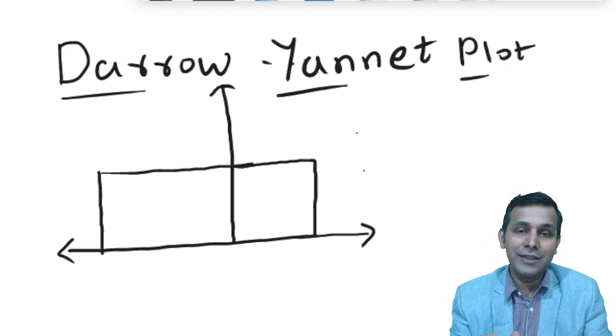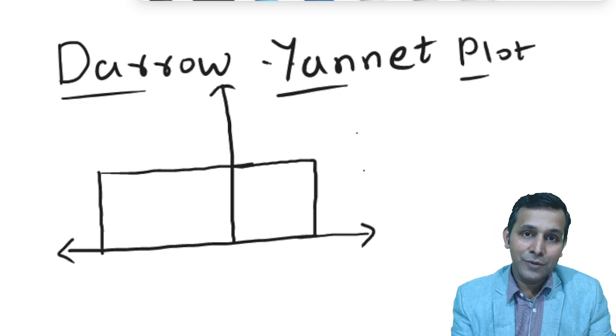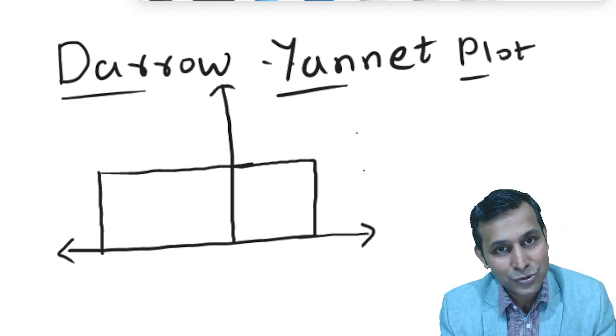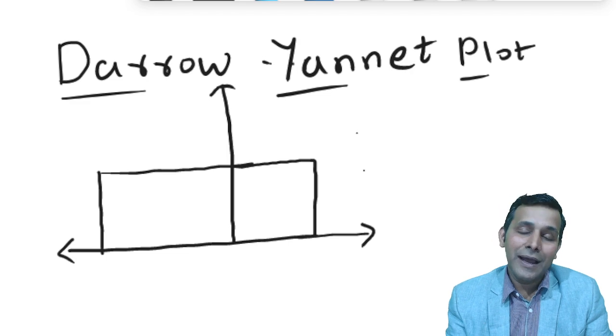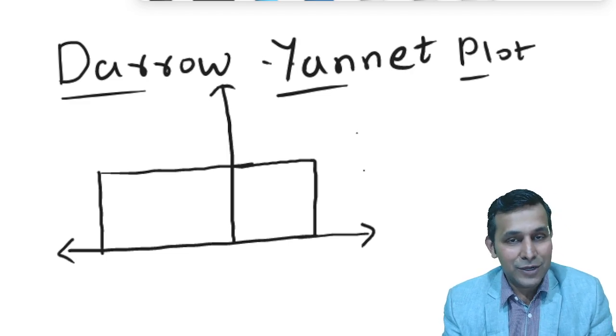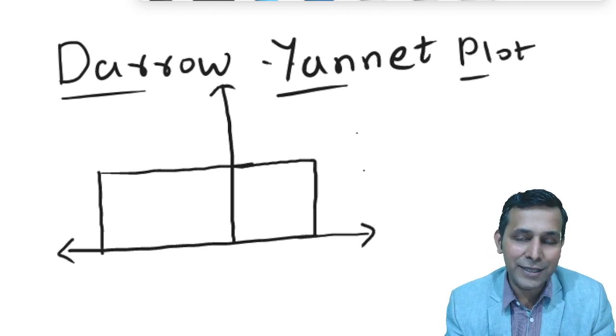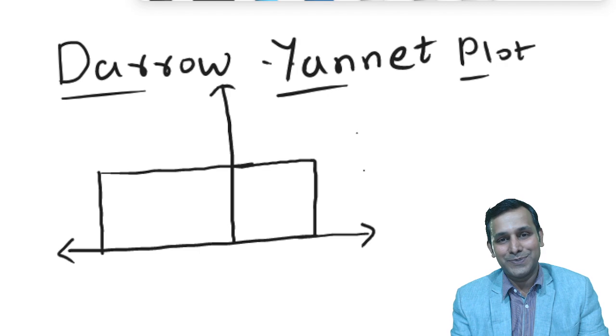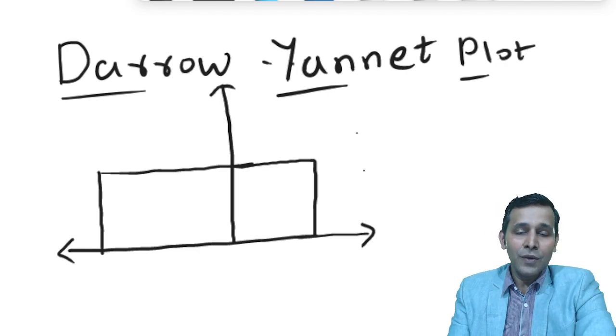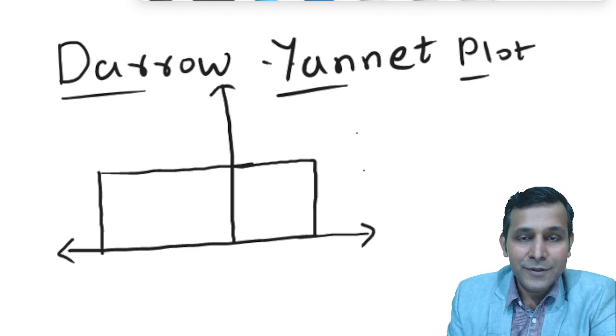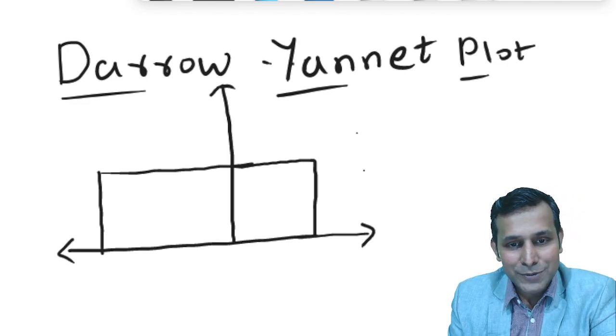So to understand this video, I would request that you first visit those two videos, understand them, and then it will be better if you can go to Darrow-Yannet plot. Although if you have that understanding, you can directly go for Darrow-Yannet plot. So what do we have to understand in Darrow-Yannet plot?